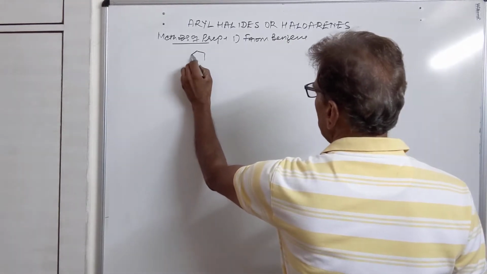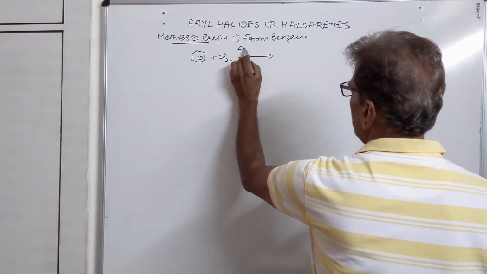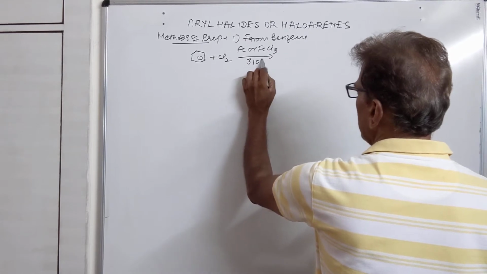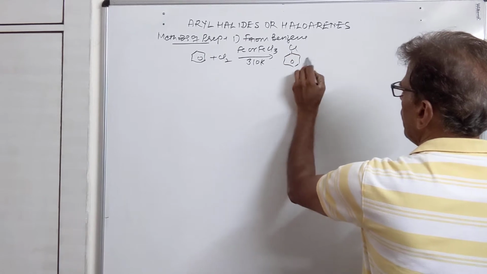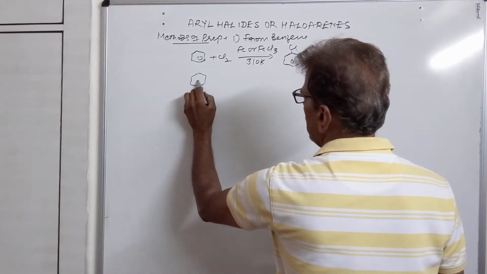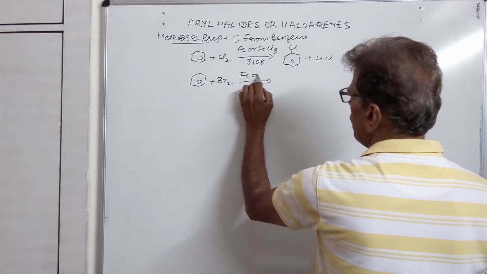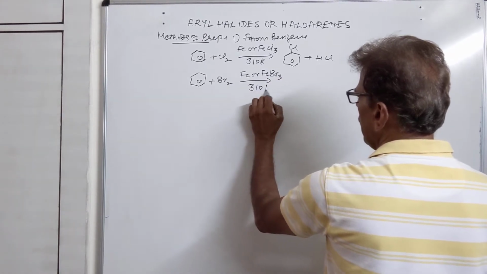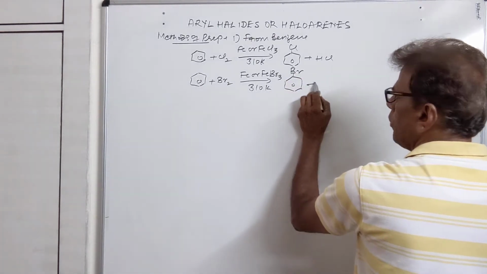Benzene is treated with halogen in the presence of Fe or FeCl3 at 310 Kelvin. You will get chlorobenzene plus HCl. Similarly, when we treat benzene with bromine in the presence of Fe or FeBr3 at 310 Kelvin, we will be getting bromobenzene plus HBr.